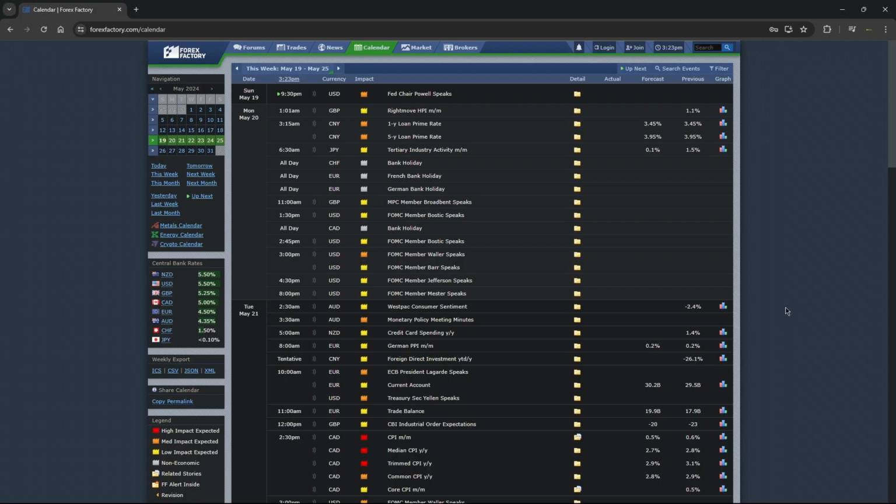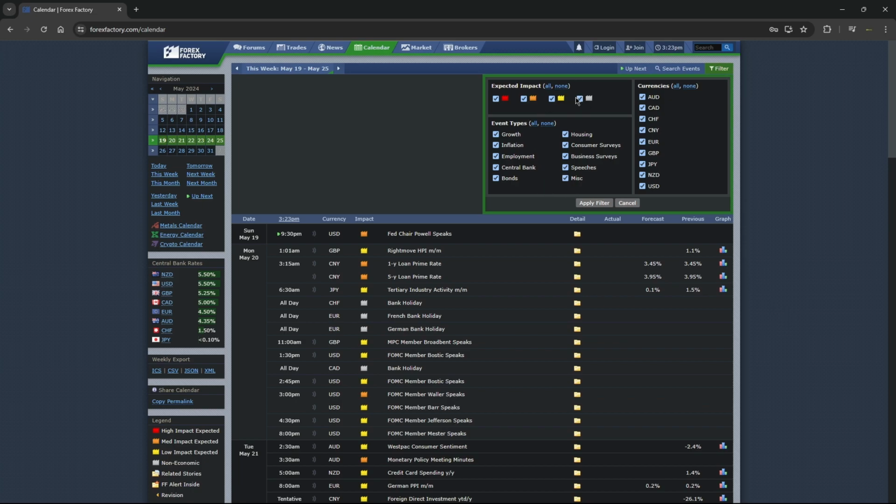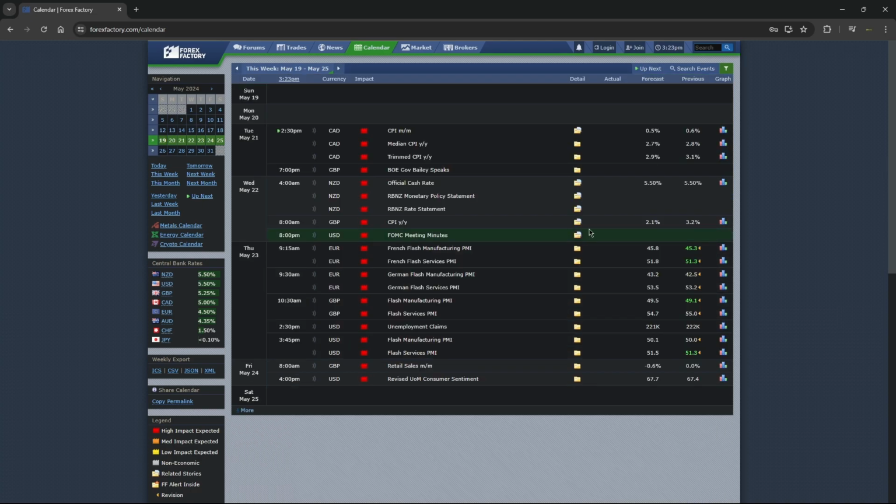So let's start off with the financial calendar. Let me run a filter through this. We took off these, and we took off these, so we're only left with red folder news. On Monday we don't have any serious news. On Tuesday we've got the CAD CPI, so watch out for that if you're trading the CAD. On Wednesday, there is a lot of NZD and GBP news, and just the FOMC meeting minutes on the dollar.